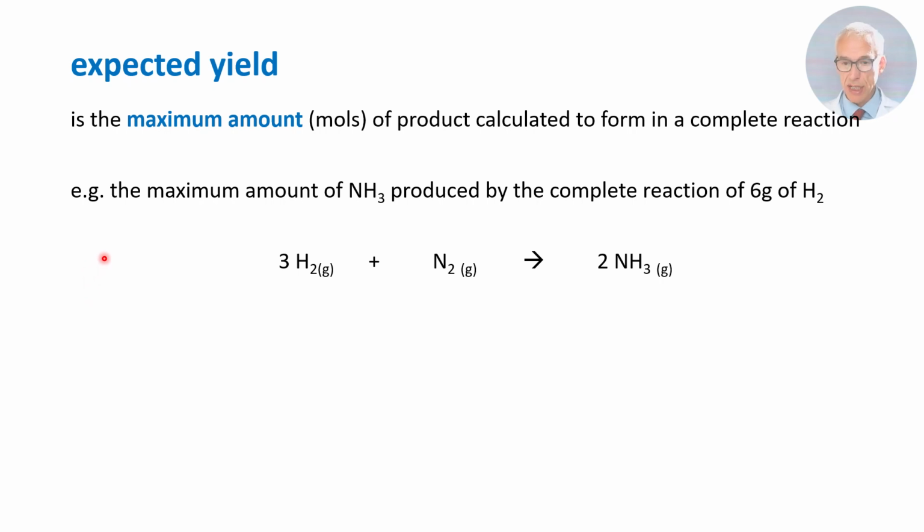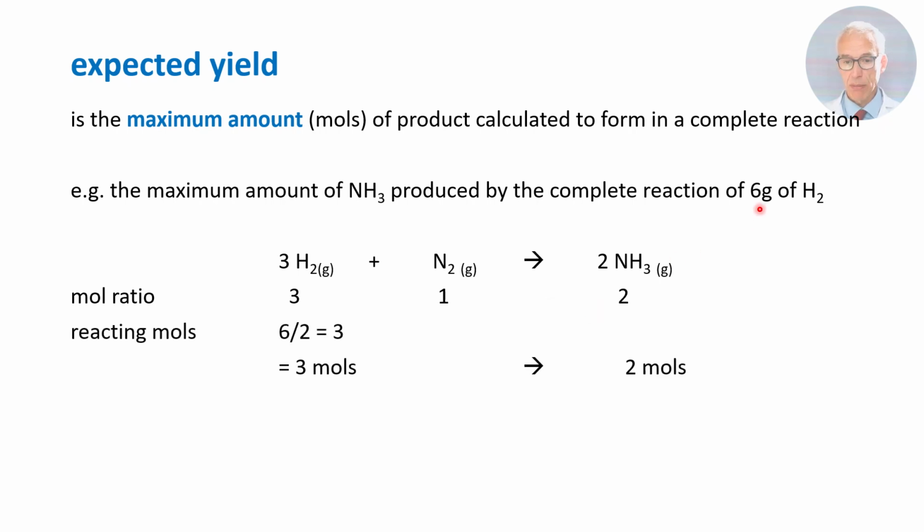So we need a balanced chemical equation, hydrogen to ammonia. We recognize the reacting mole ratio of 3 to 1 to 2. We now need to convert 6 grams into a number of moles. 6 divided by 2, the molar mass of hydrogen, is 3. So we've got 3 moles of hydrogen.